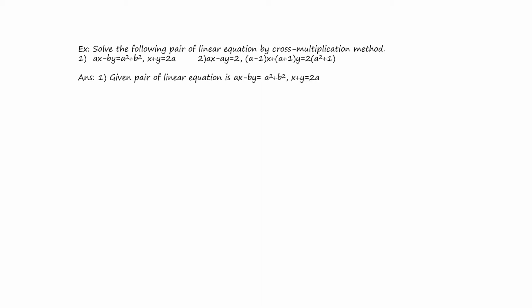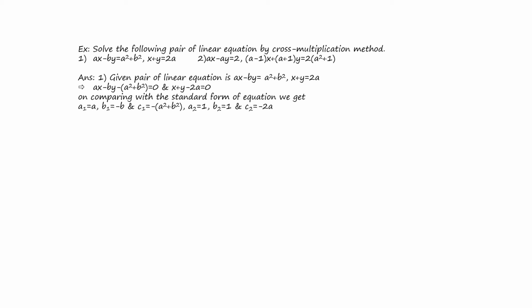Now the given pair of linear equations is ax minus by equals a square plus b square, and x plus y equals 2a. This can be written as ax minus by minus (a square plus b square) equals 0, and x plus y minus 2a equals 0. Comparing with the standard form, we get a1 equals a, b1 equals minus b, c1 equals minus (a square plus b square), a2 equals 1, b2 equals 1, and c2 equals minus 2a.